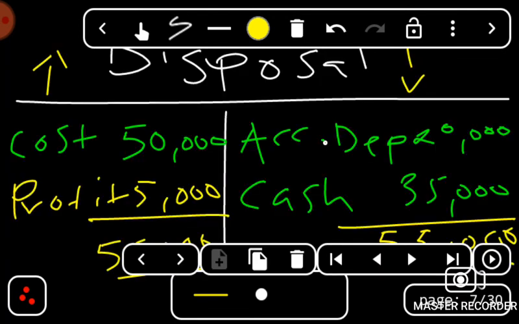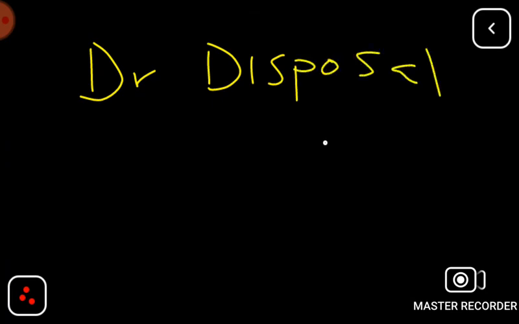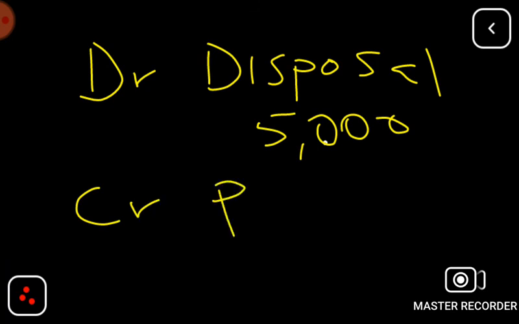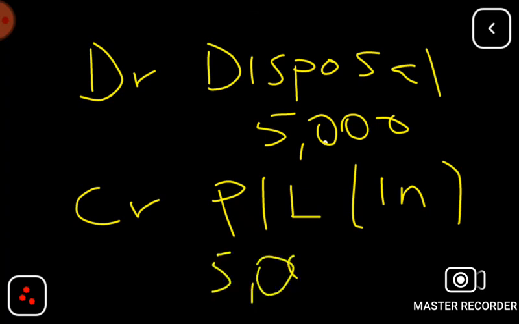You check where your profit is on the debit side of your disposal account. So what are you going to do? You're just going to write debit disposal. That's how you account for it, 5,000. And you credit your profit or loss, which is the incomes part of your profit or loss, as 5,000. And that's what you have to do.